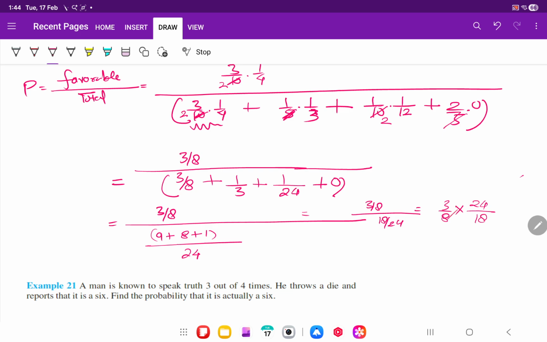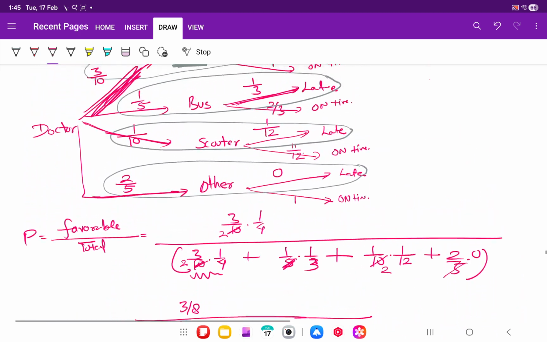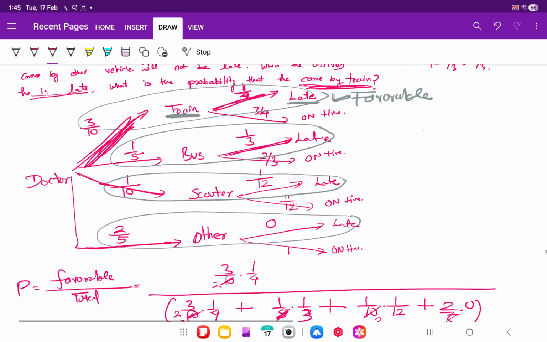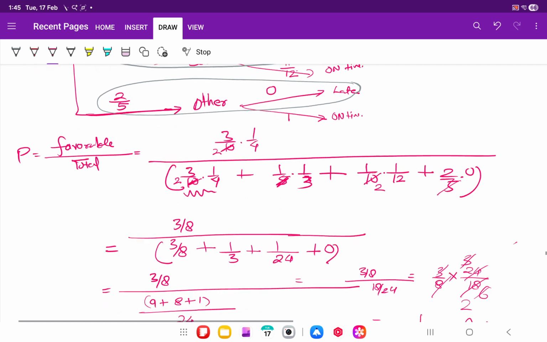Okay, so here I think 3 by 6 and 2s are, so it is coming out to be 1 by 2. You can try to solve it. I have done it a little fast. So 1 by 2 is the probability that he is late and he came by train. Okay, you try it on your own. Firstly, you draw this chart and then do this.